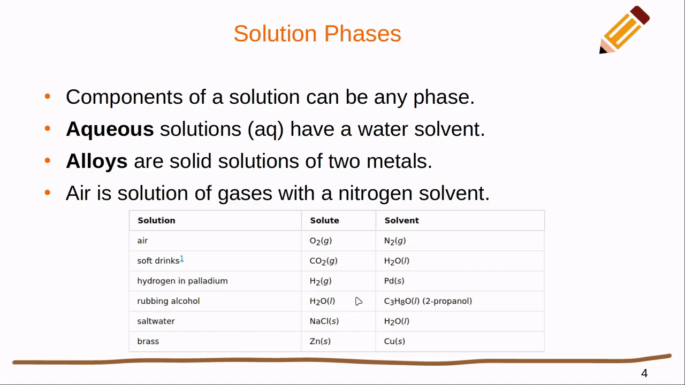Rubbing alcohol typically contains some water dissolved in 2-propanol, so now we have a solution of two liquids. We have our classic salt and water, so we have a solid dissolved in water. And then brass is a solution, an alloy between zinc and copper.